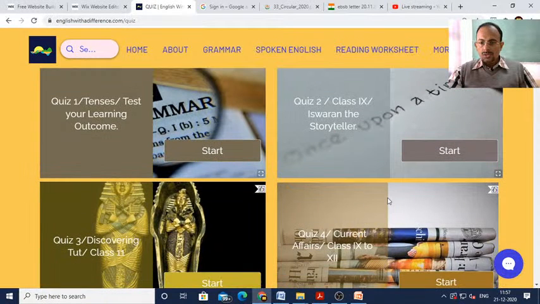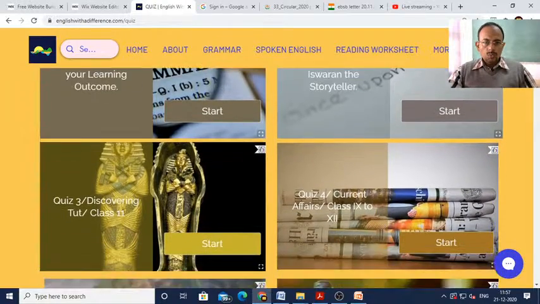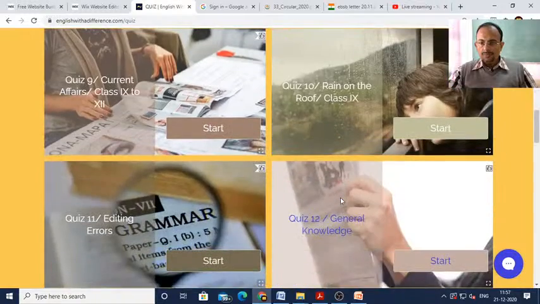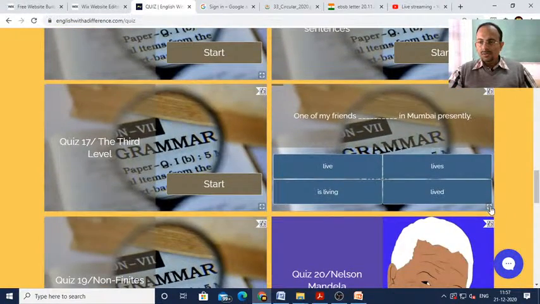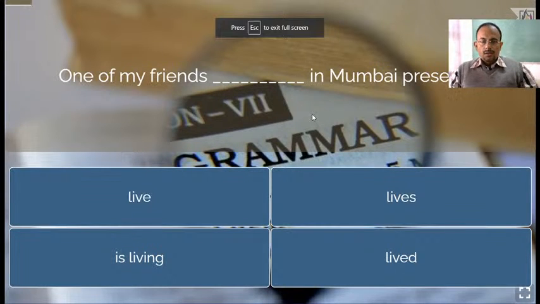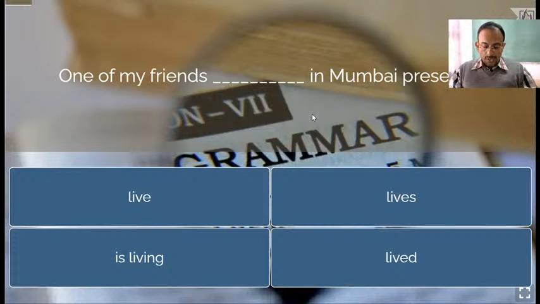Okay. So dear students, let's do a quiz from here, which is we can see this one. Okay, so do you remember the rules that I told you about subject verb agreement? Let's brush up our knowledge. Okay, so dear students, tell me the answer of this one. This is number one, A, B, C, D. Okay, so one of my friends lived in Mumbai presently. So please tell me the answer of this particular quiz question.